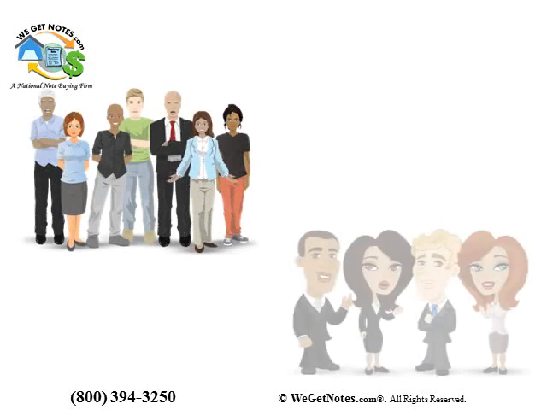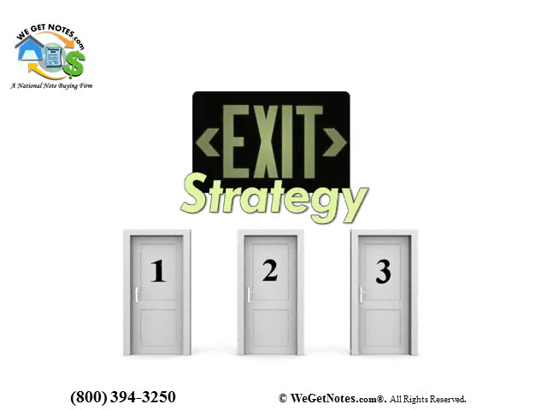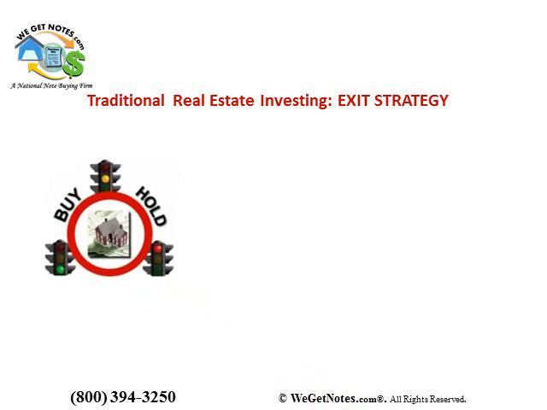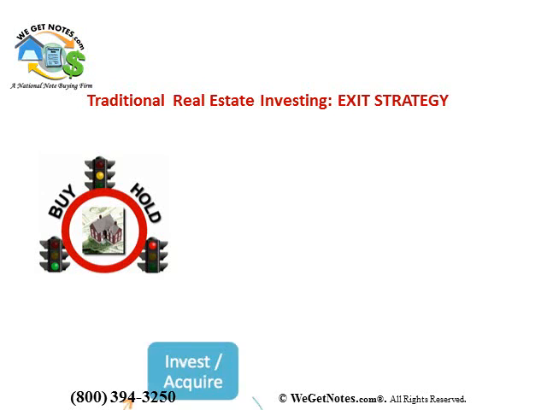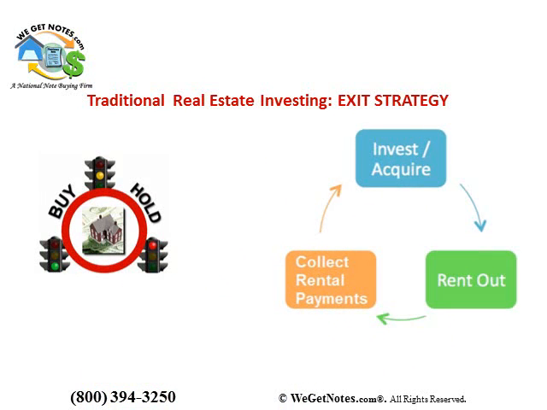Traditional real estate investors will often implement one of three so-called exit strategies after acquiring an investment property. The first of these exit strategies is known as the buy and hold. With the buy and hold strategy, the investor will acquire an investment property, rent the property to a tenant, and then hold the property, collecting rental payments over time.